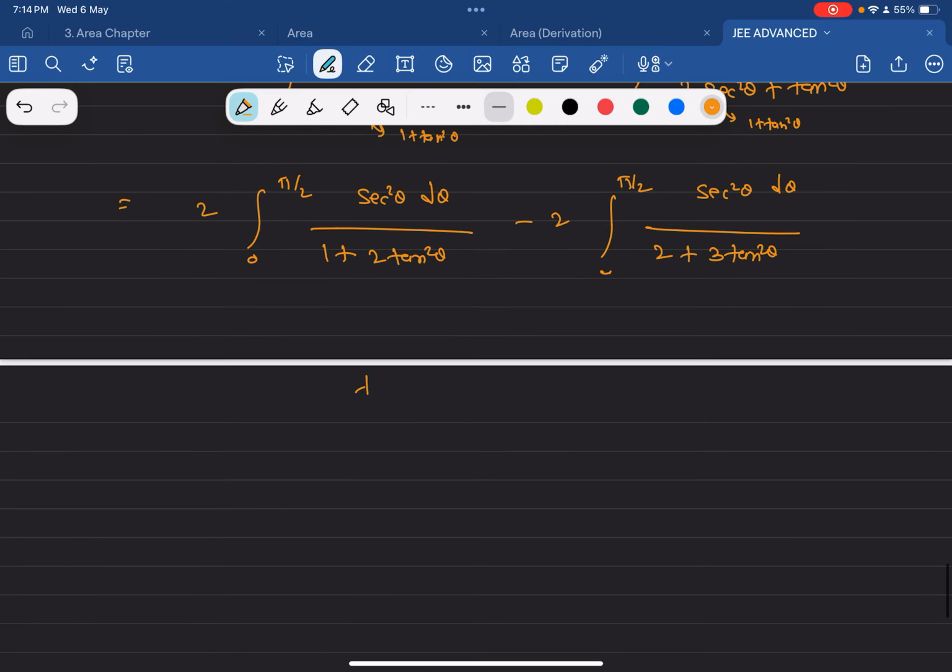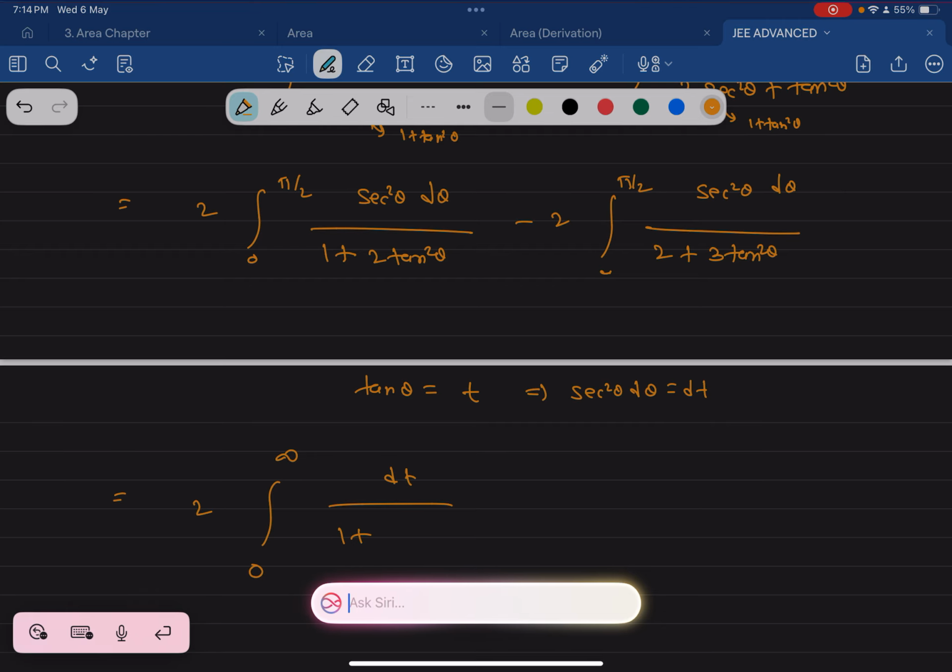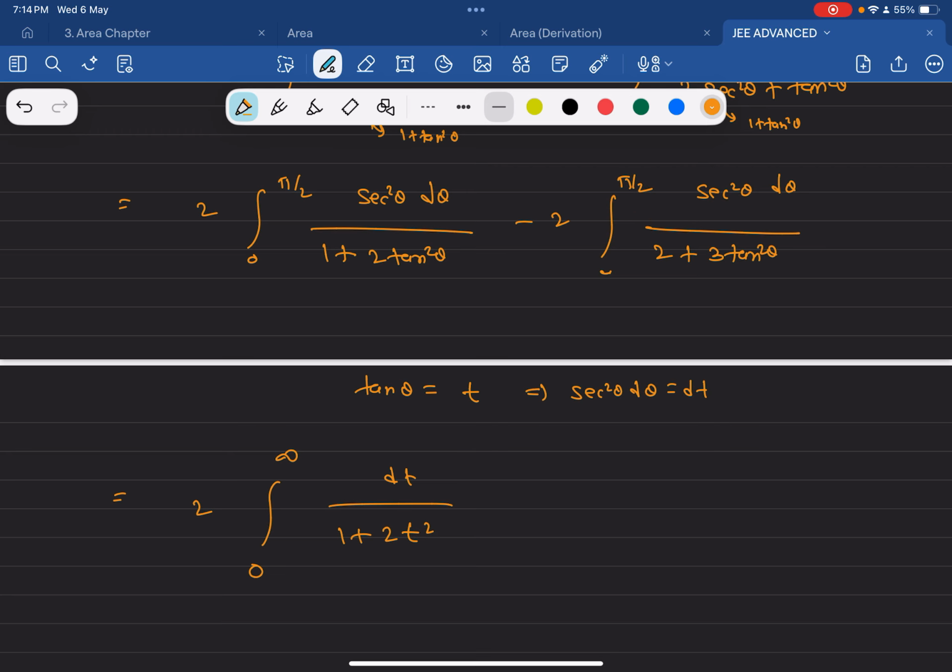So again, tan will be replaced by what? t. So it will be secant square theta d theta, which is dt. And limits, you already have an idea: if you take the lower limit theta, tan 0 will be 0 and tan pi by 2 will be infinity. So 0 to infinity, and it will be dt upon 1 plus 2t square, and then minus 2 times the integral from 0 to infinity of dt upon 2 plus 3t square.